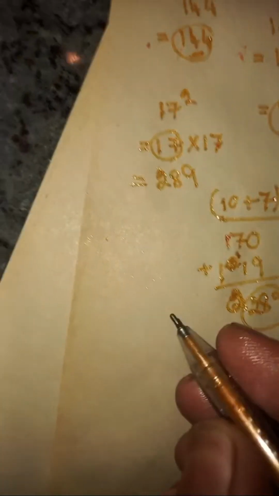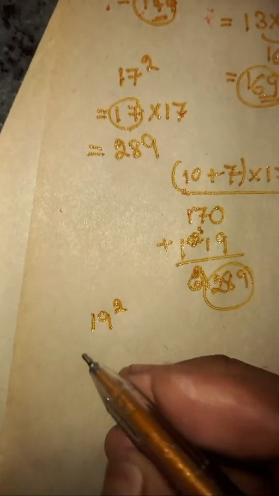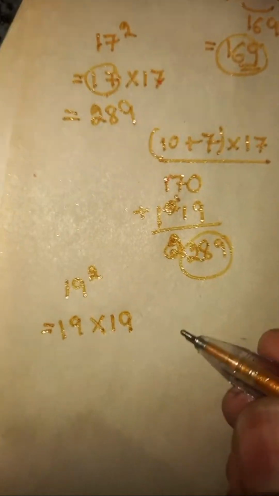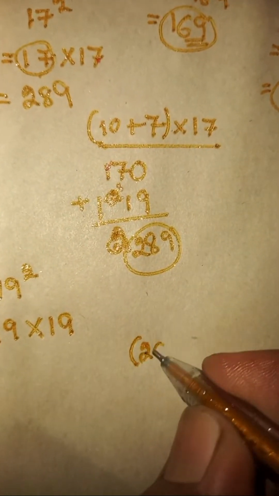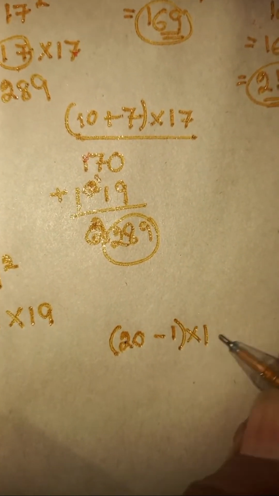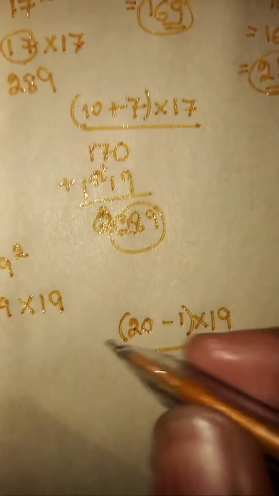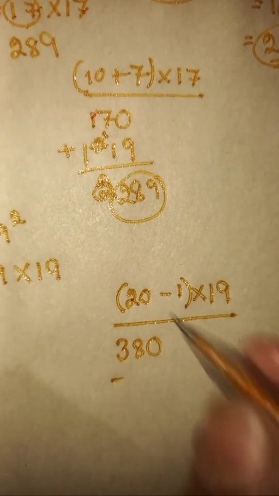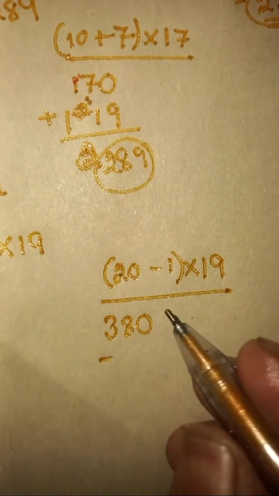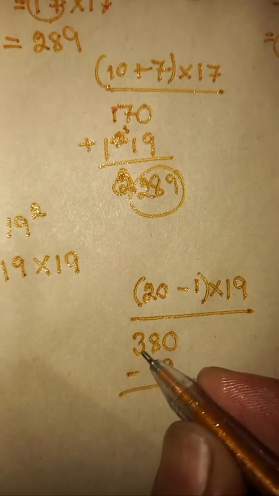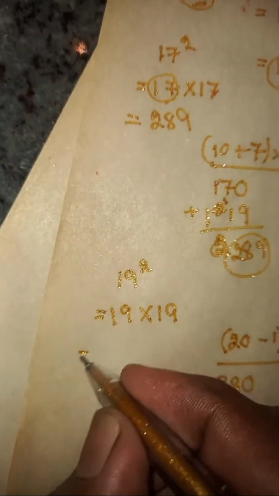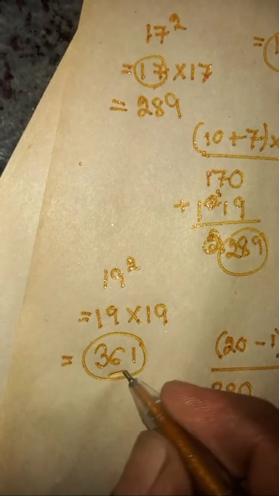Let's find out what is 19 square. 19 square, you can write it as equal to 19 times 19. Now let's write here 19 as 20 minus 1, times 19. Here 19 times 2 is 38, so 0 comes with it, 380. Here minus is there, 19 times 1 is 19. You're going to get 380 minus 19 is 361. So this is completely equal to 361.